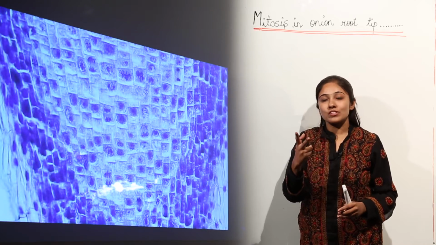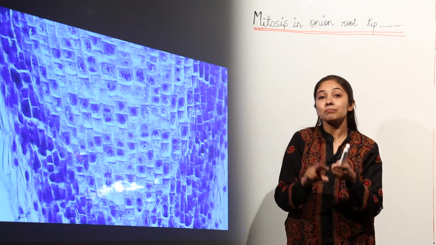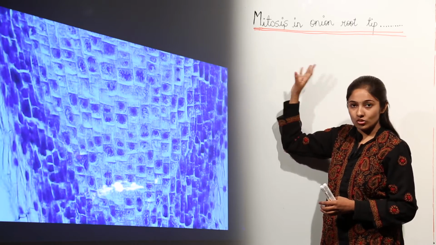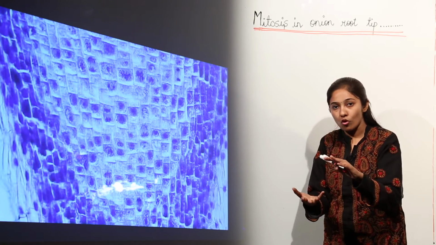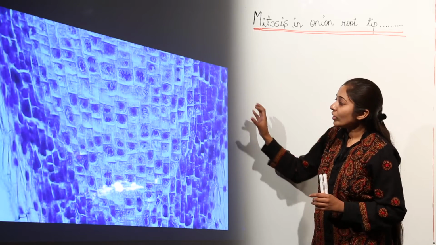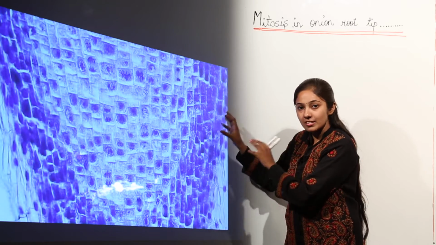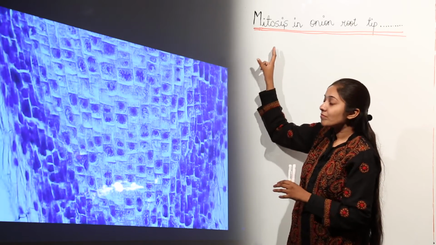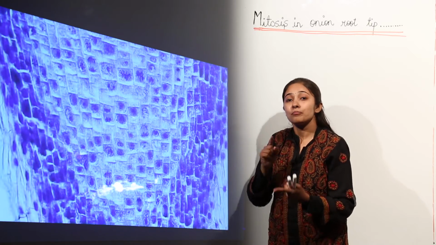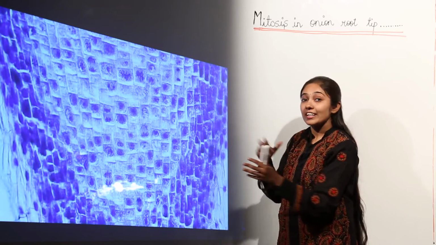So we have two types of slide. We can prepare a fresh temporary slide and we can also get some permanent slides. This is a view of a permanent slide of onion root tip. When you see it under the microscope, you see these types of cells in onion root tip. In this slide you can point out different phases of mitosis in the cells, right? You can get to see interphase, prophase, metaphase, anaphase, telophase, and you can also see cytokinesis.